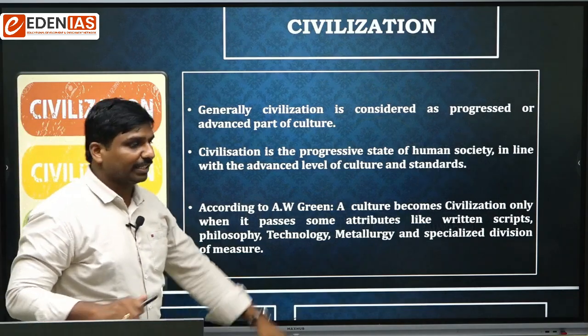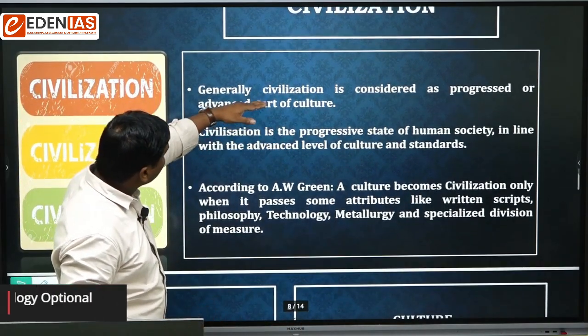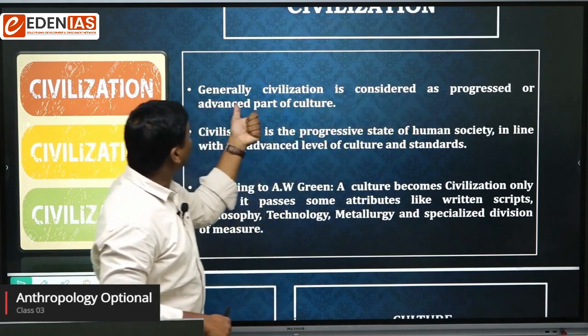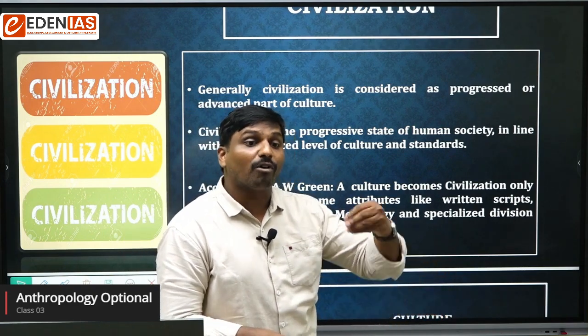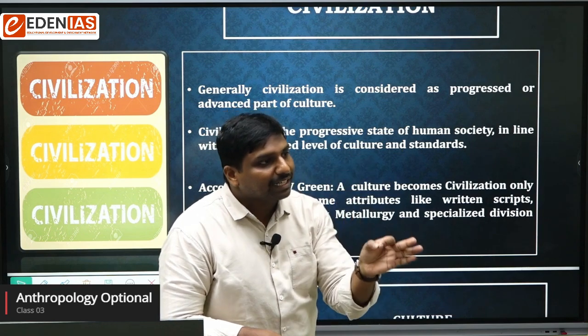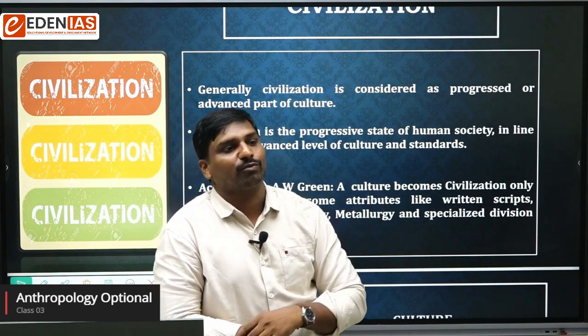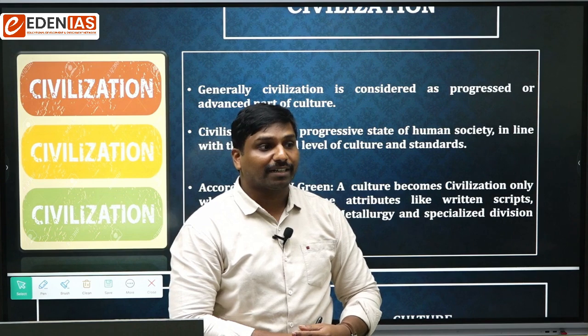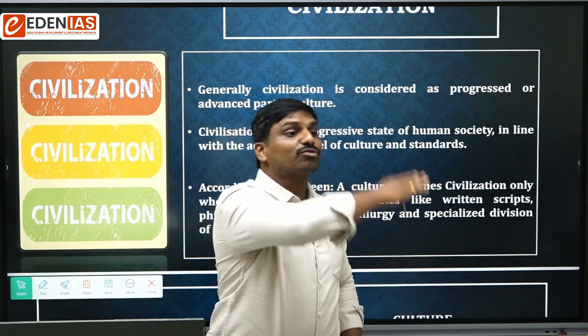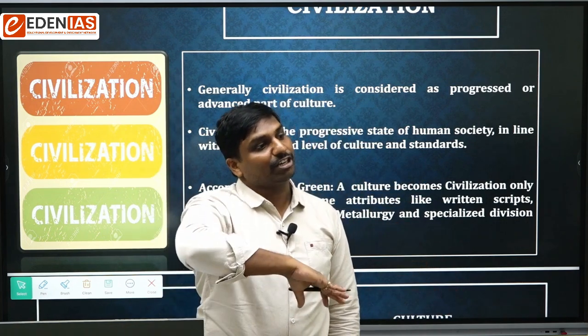Look at this basic definition of civilization. Civilization is generally considered the progressed or advanced part of culture. Culture would be there, and in culture we will have advanced or progressive aspects. When we attain those progressed forms in a culture, that is known as civilization. You might have heard the word Indus Valley civilization. Why are we calling it one of the earliest forms of civilization? Because before that also culture was there. Harappan culture was existing, but we call it Indus Valley civilization because in that culture it reached an advanced, progressed stage.